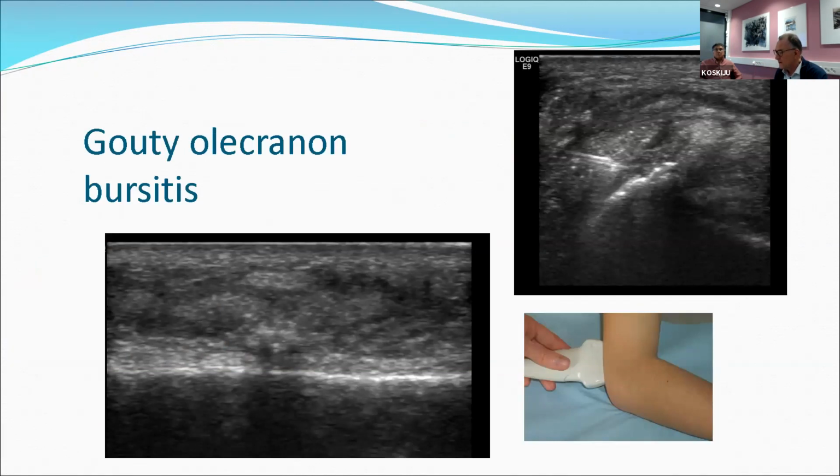Gouty olecranon bursitis. Again, I cannot say for sure that this is gout, but when I put my needle in and put it in the microscope, I can see the crystals. Here are aggregates. This is grayscale material.